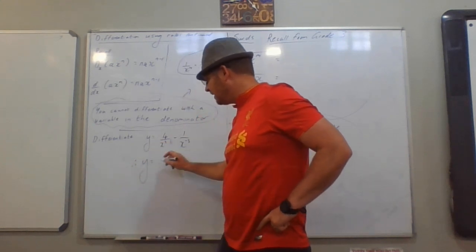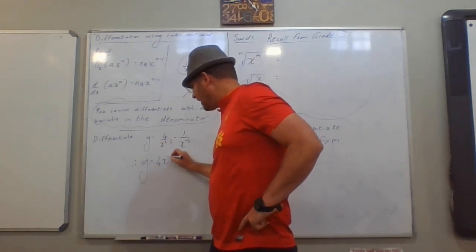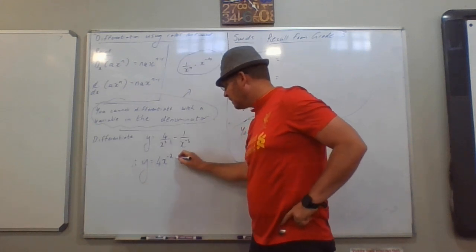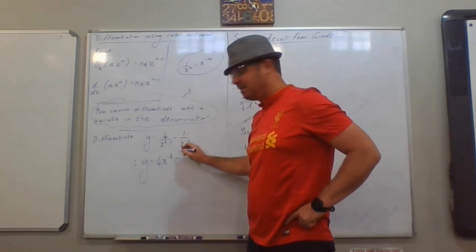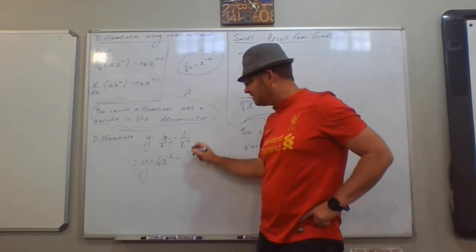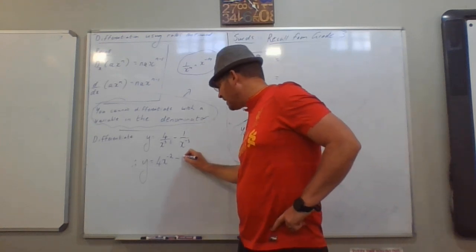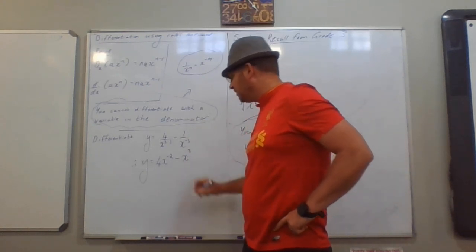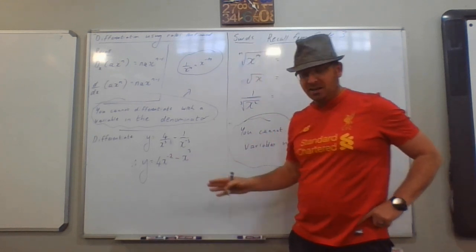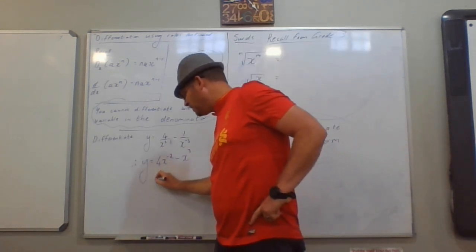So it's still just y, and it'll be y is equal to 4x to the negative 2 minus, I move the power up, the sign of the exponent changes, so it'll be minus x to the positive 3. Now the variables are in the numerator, the top, so I can differentiate.